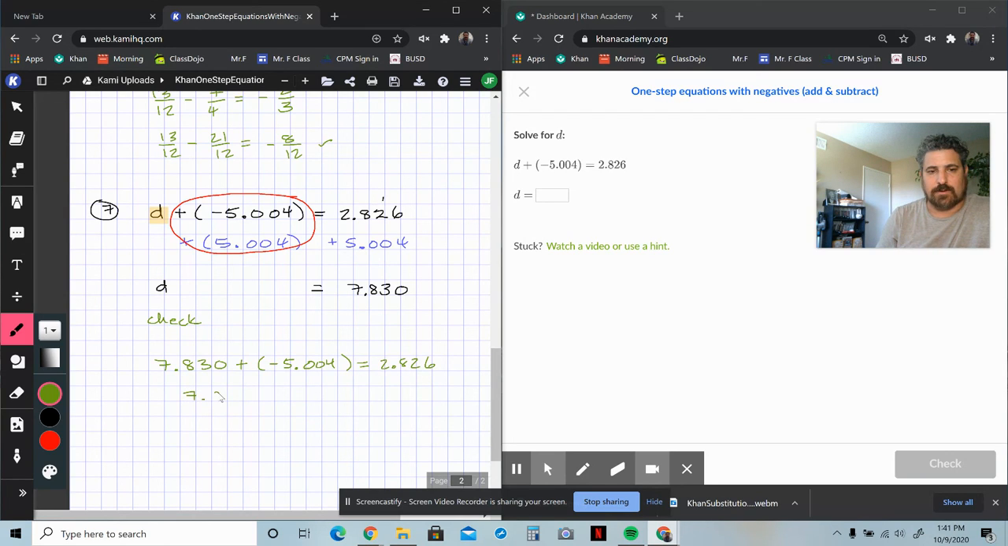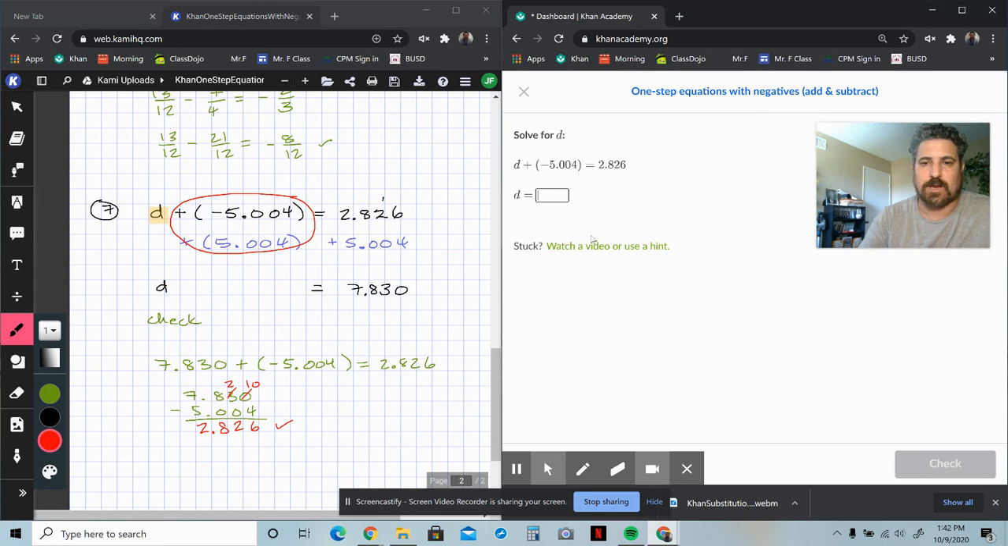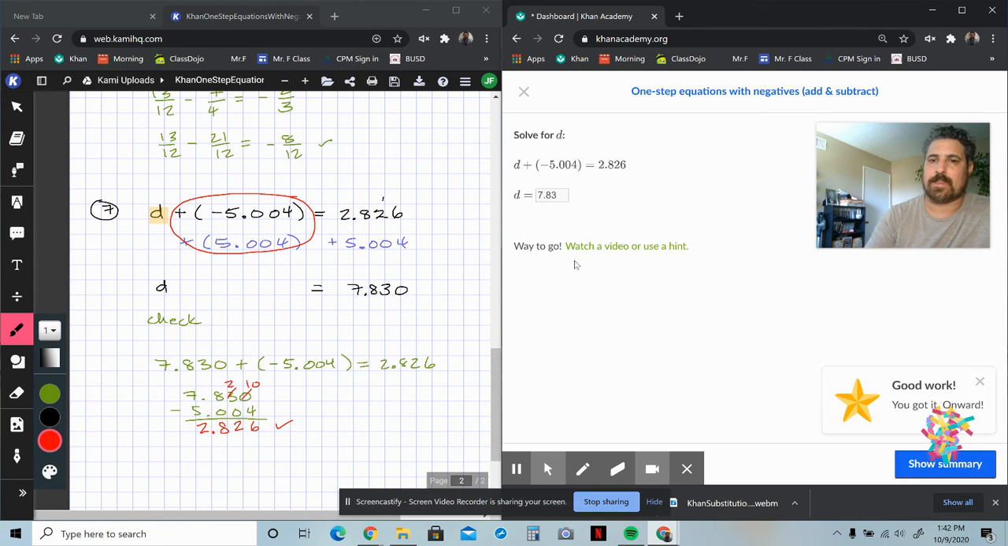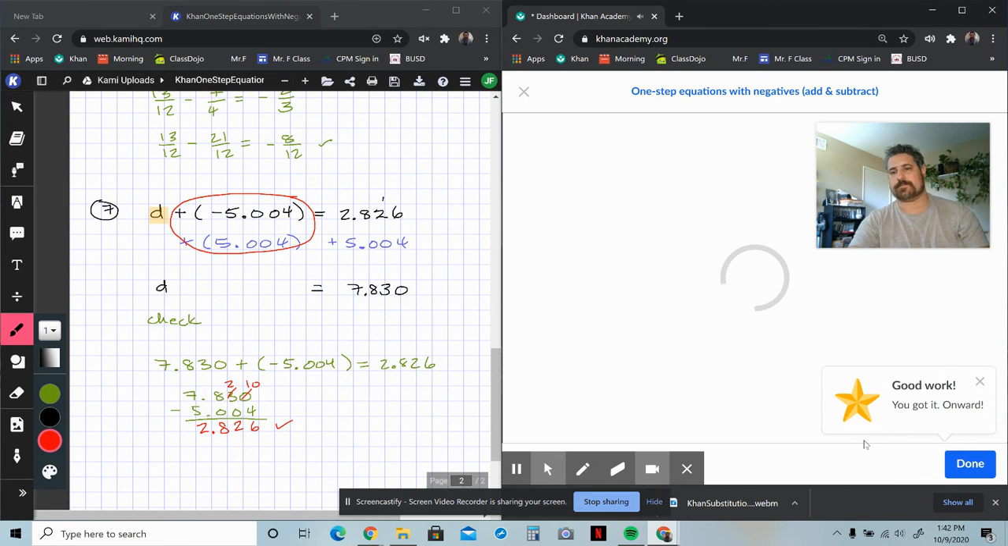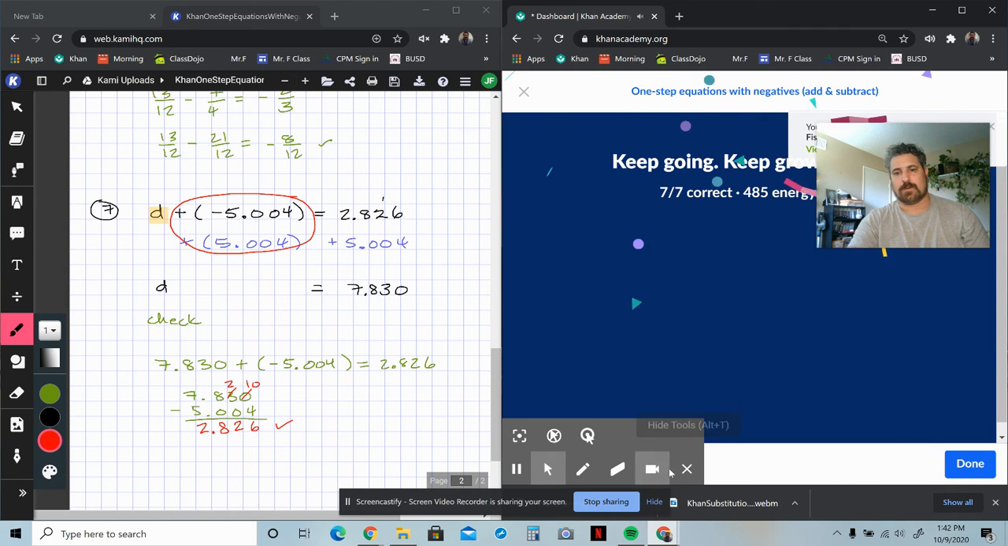Well, let's just test this out and see if it works. So this is pretty straightforward. It's just going to be 7.830. You're going to be subtracting 5.004 from that. Let's see what happens. So when we do that, you're going to borrow. This becomes a 2. This becomes a 10. 10 take away 4 is 6. 2 take away 0 is 2. 8 take away 0 is 8. And then 7 take away 5 is 2. So these are the same. It matches. We're good to go. The answer must be then 7.83. You don't need the 0. And that's how you do it. Hopefully that helped you guys.